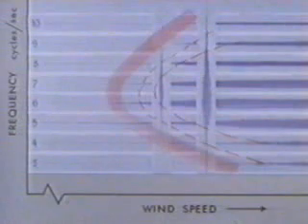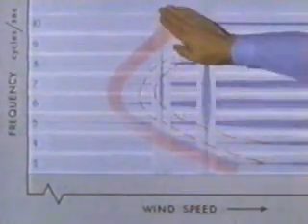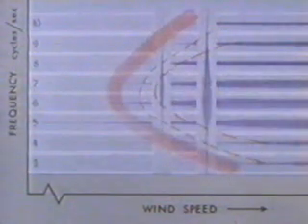We can also draw contours of constant amplification. They look something like this. Our experiment has yielded the characteristics of the instability.